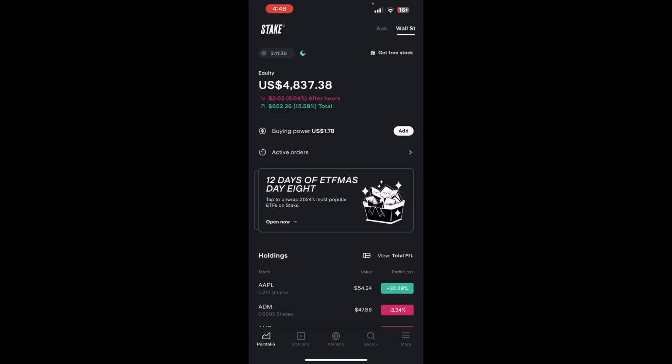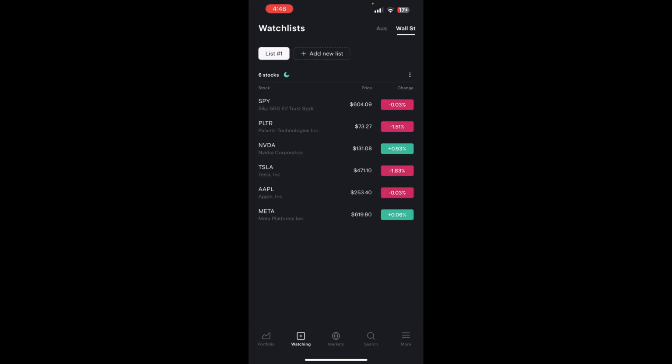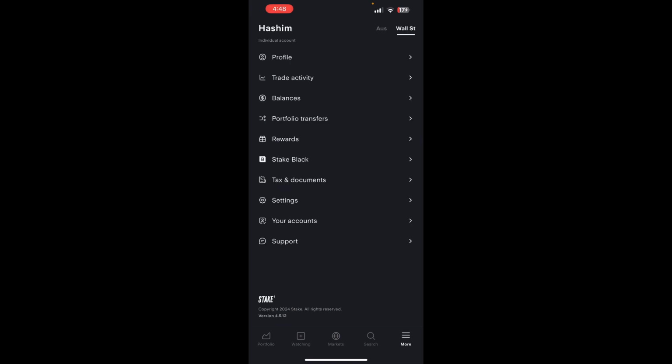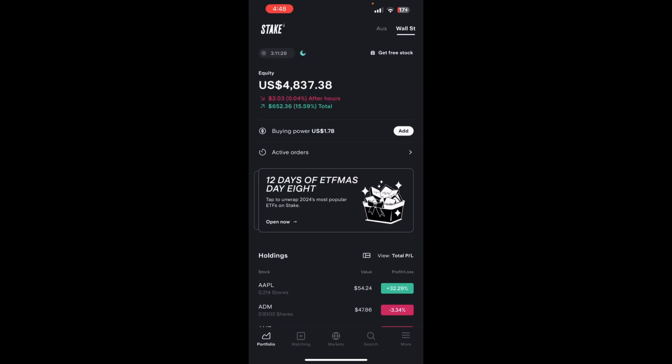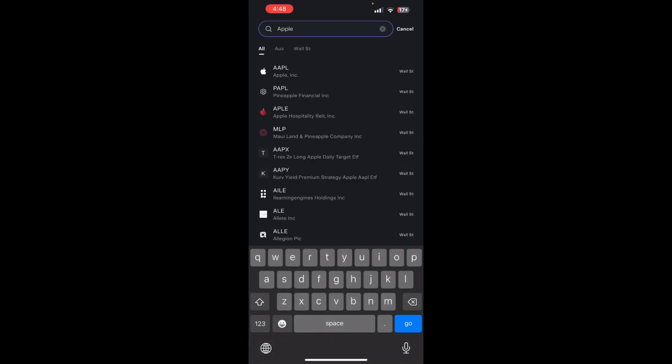At the bottom here, you'll see portfolio, watching, markets, search, and more. You only need to be concerned with portfolio and search. Search is obviously how you search stocks. So if I wanted to buy Apple, I'll just search Apple.